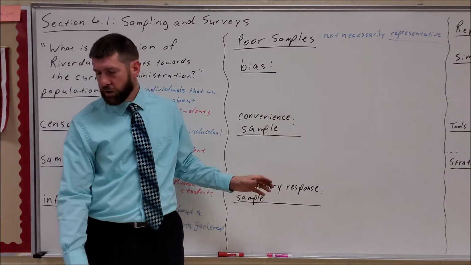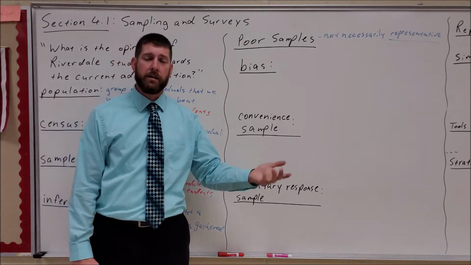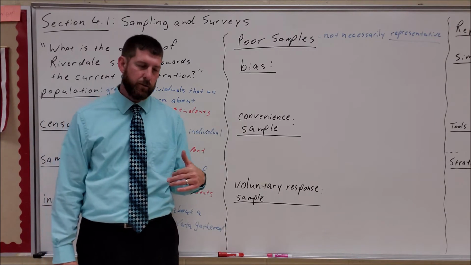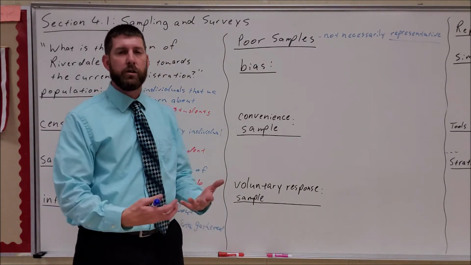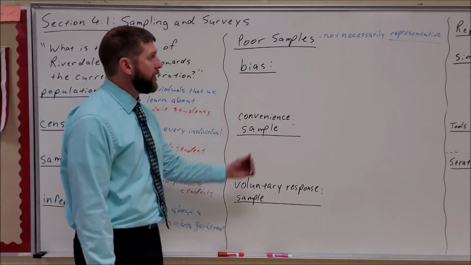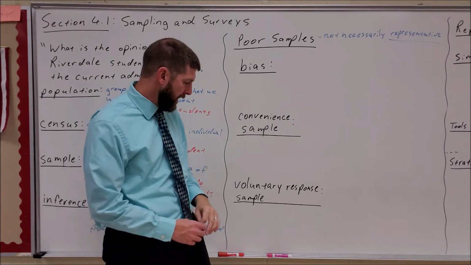So these are some poor sampling techniques that we're going to talk about because they may produce a representative sample, but they're very likely to not produce a representative sample either. So they wouldn't give us a good picture. We wouldn't be able to draw good conclusions about our population. And the reason they're not necessarily representative is because they have some inherent bias in it.